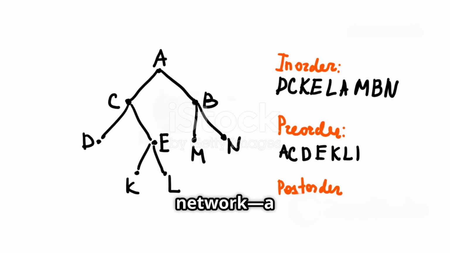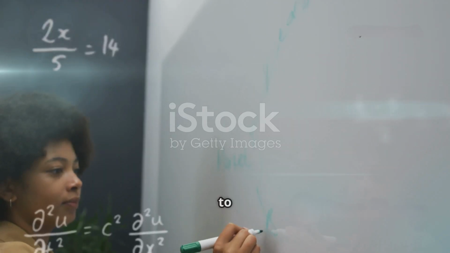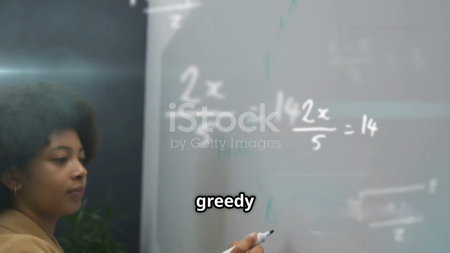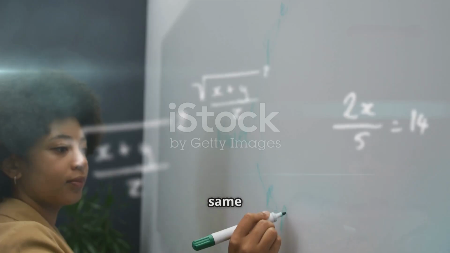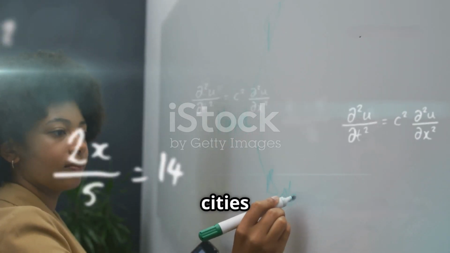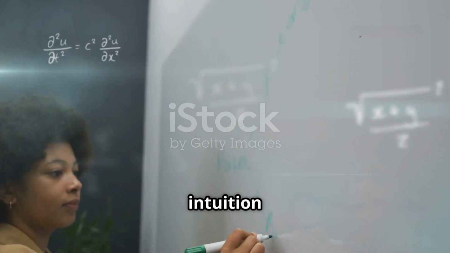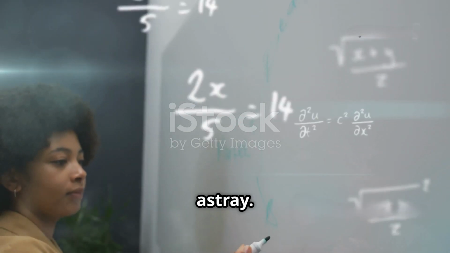We have a network, a minimum spanning tree, and we found it by always making the cheapest possible move at every step. We never had to second-guess ourselves. It's fascinating to compare Prim's methodical, greedy approach to how a human might try to solve the same problem without a set of rules. If you were handed a map with a bunch of cities and asked to connect them with the shortest total road length, your intuition might, honestly, lead you astray.